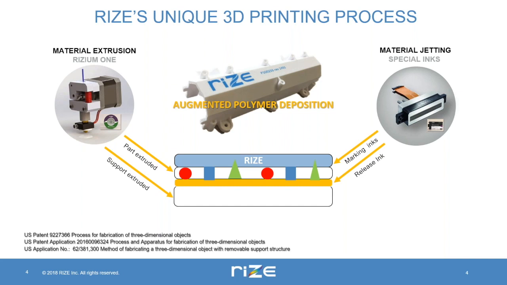It can also include what we call a release ink, which is jetted between the support and model structure of parts and makes it very easy to rapidly remove the supports from the model. Because of this release ink capability, removing supports from RISE is even easier than many other additive technologies, and that makes producing these complex geometries even more feasible.